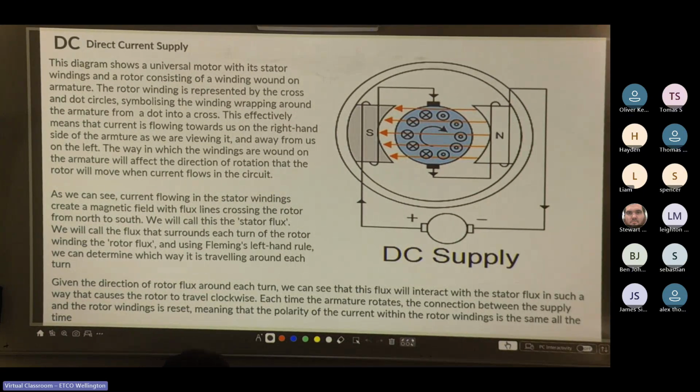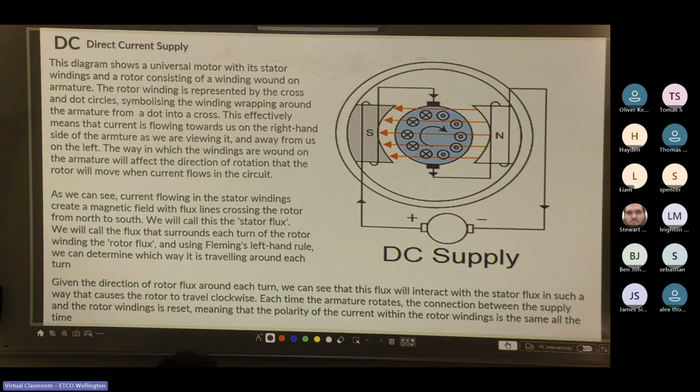So this diagram shows a universal motor with its stator windings and a rotor consisting of a winding wound on the armature. The rotor winding is represented by the cross and dot circles, symbolizing the windings wrapping around the armature from a dot into a cross. This effectively means the current is flowing towards us on the right-hand side of the armature as we are viewing it, and away from us on the left.